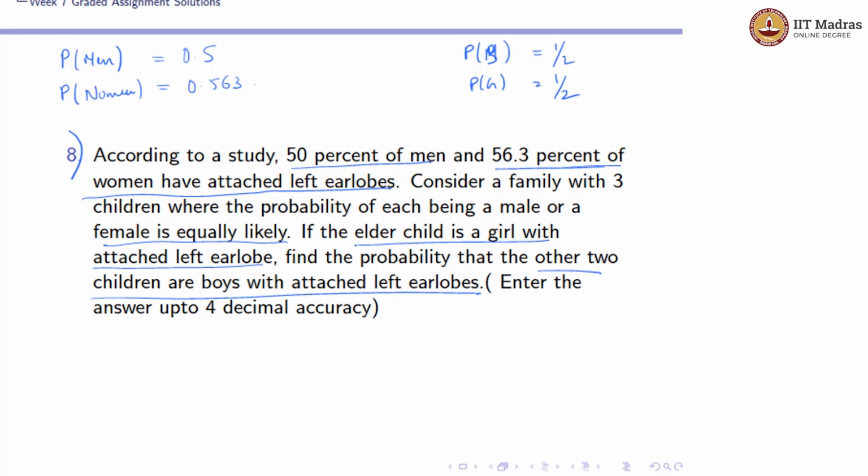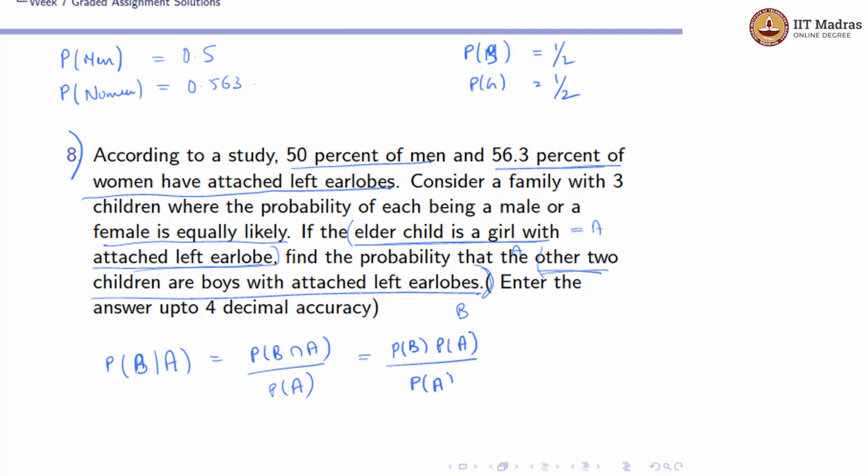Let's say A is the event that the elder child is a girl with attached left earlobes, and B is the event that the other 2 children are boys with attached left earlobes. We have to find the probability of B given A, which is the probability of B intersection A divided by the probability of A. But as both events are independent, it is the probability of B into the probability of A divided by the probability of A. It will get cancelled out and it will be nothing but the probability of B.